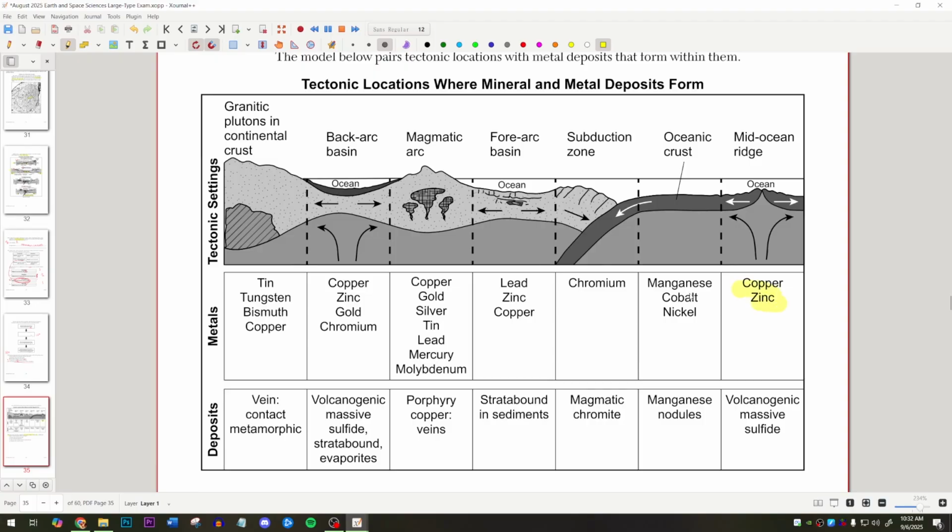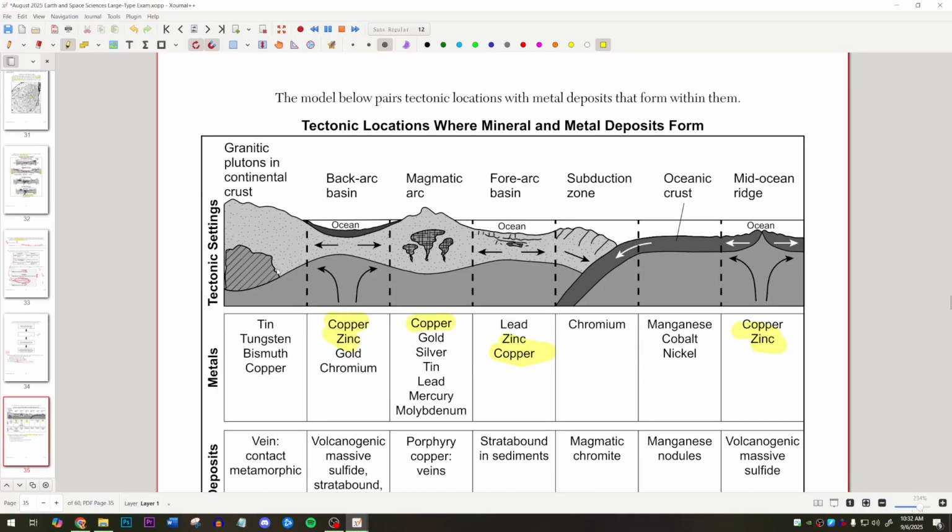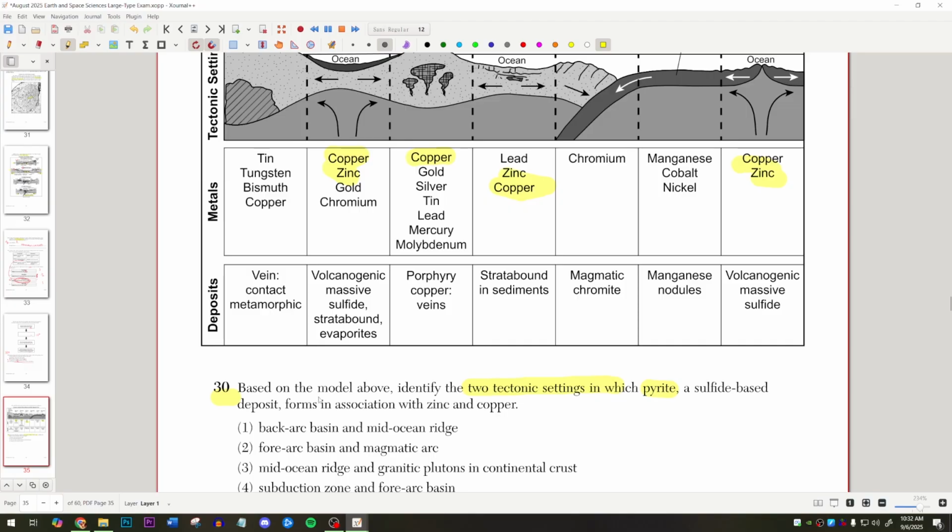Copper and zinc. Zinc and copper. Copper. Zinc and copper. Why don't I see anything to do with pyrite? Identify the 2 tectonic settings in which pyrite forms in association with zinc and copper.